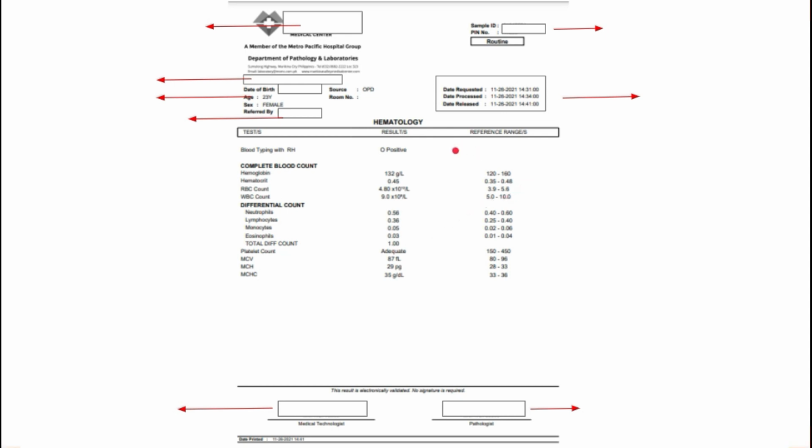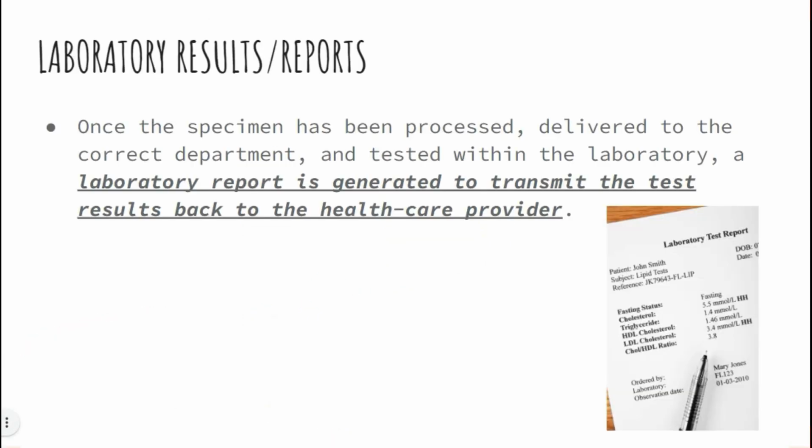In this form naman po na laboratory result, dito po sa CBC na ito, aside from the results itself, pati po yung reference ranges ng lab is properly indicated. Again, this should be properly identified and indicated because reference ranges sometimes are not universal or there can be a slight variation from one laboratory po to another. And then, once the specimen has been processed, delivered to the correct department, and tested within a laboratory, a lab report or lab result is generated to transmit the test results back to our healthcare provider or doctor.